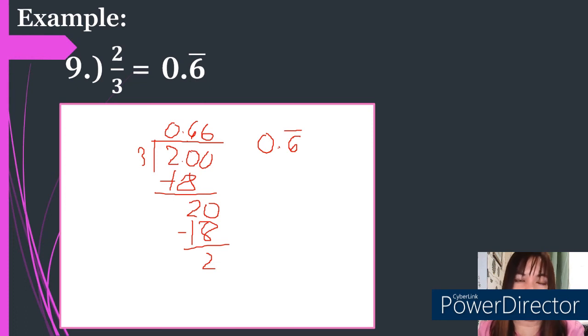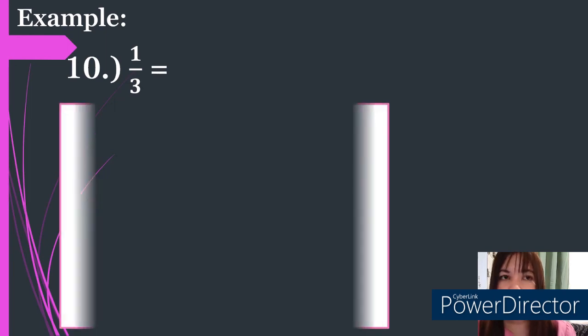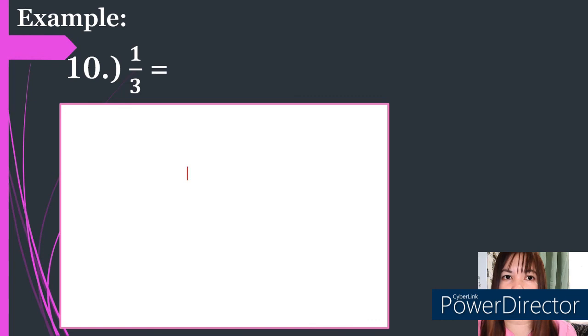Okay, and this is an example of a repeating decimal. Okay. Now, let us have the last example. We have 1/3. We are going to change to decimal. So, simply, we are going to divide 1 divided by 3. Okay. So, ilang 3 meron sa 1? So, none. We are going to put 0. And then, a decimal dito sa dividend natin as well as sa ating quotient. And then, add 0.